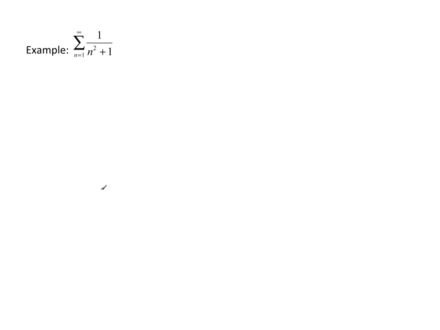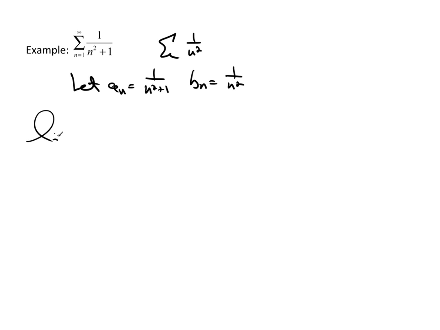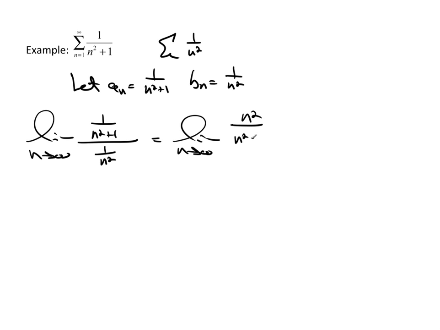Let's take a look at one more example here. 1 over n squared plus 1. This looks a lot like 1 over n squared. So I'm going to go ahead and let An be 1 over n squared plus 1 and Bn equal 1 over n squared. And then I'm going to take a look at the limit as n goes to infinity of 1 over n squared plus 1 over 1 over n squared, which equals the limit as n goes to infinity of n squared over n squared plus 1.